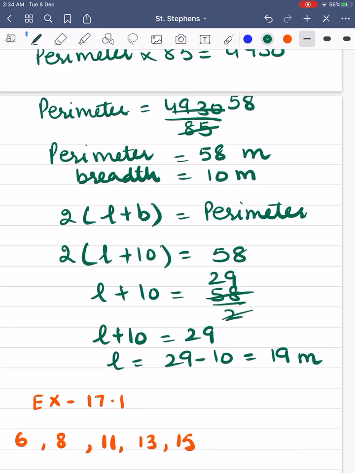Children, I hope you have understood all these questions. Now for worksheet questions, do exercise 17.1, questions 6, 8, 11, 13 and 15.